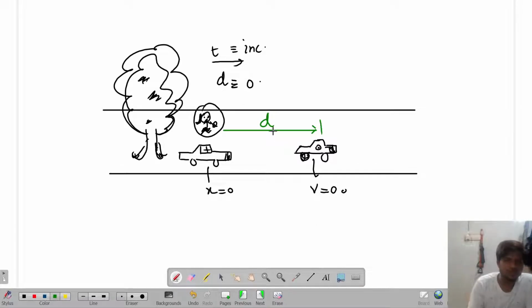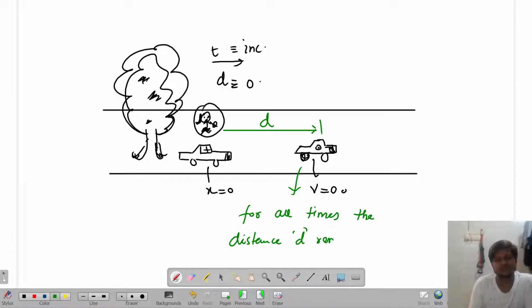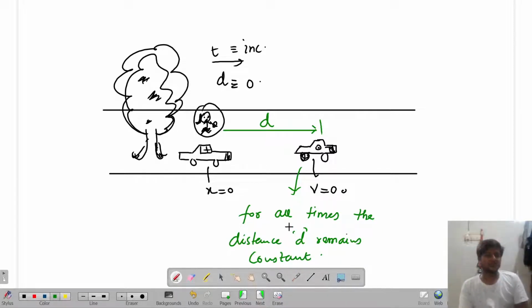and at this point it is kept at rest. So what is going to happen for all times for this car, the second case car? For all times, the distance d remains constant. What is going to remain constant, guys? The distance d remains constant, and that is why we can say that the car is not moving at all.